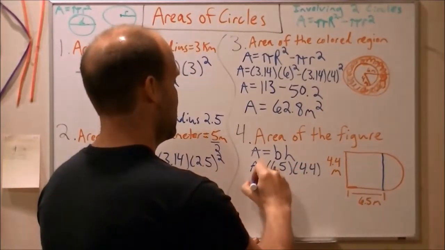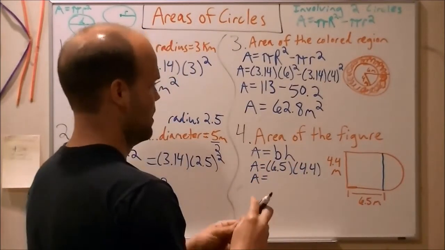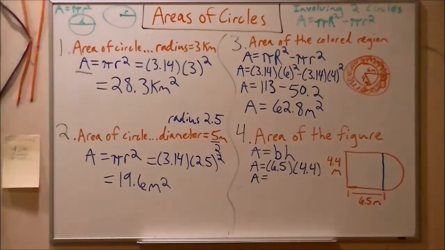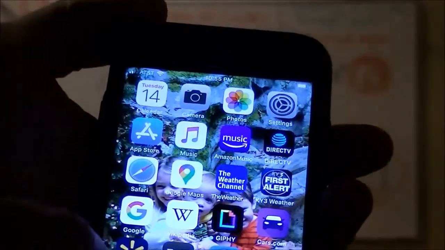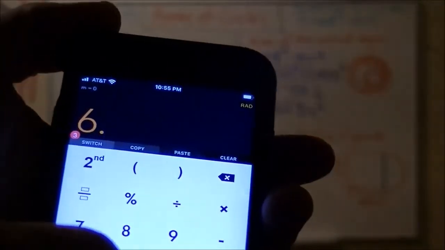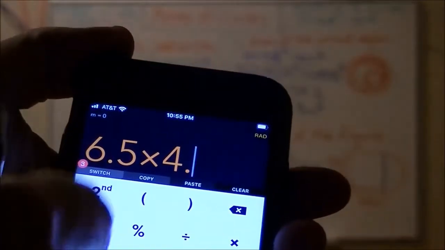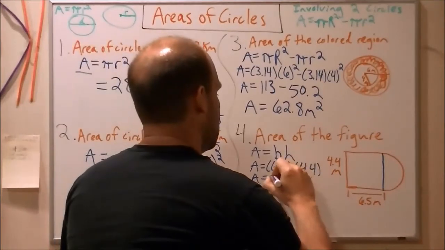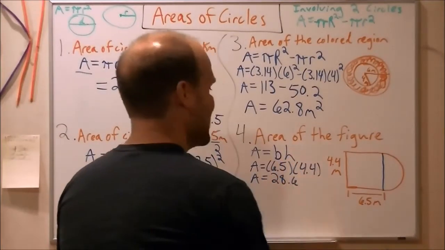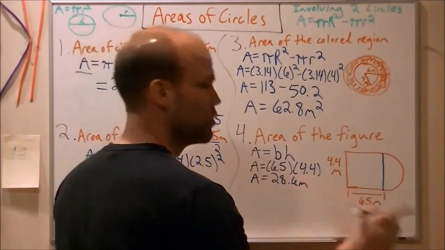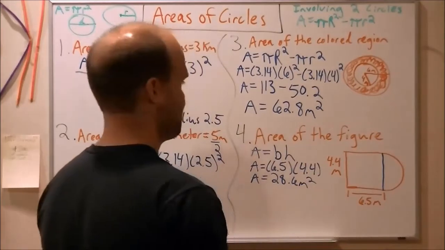4.4. Okay. So what's the area? What is the area of that rectangle? Well, since I'm letting you guys do it, I don't mind if I do myself. Just punch it into my calculator. It is 6.5 times 4.4, which is 28.6. Okay? So I'm going to write down 28.6, and that's going to be what units? Meters. That's right. Squared. Okay.